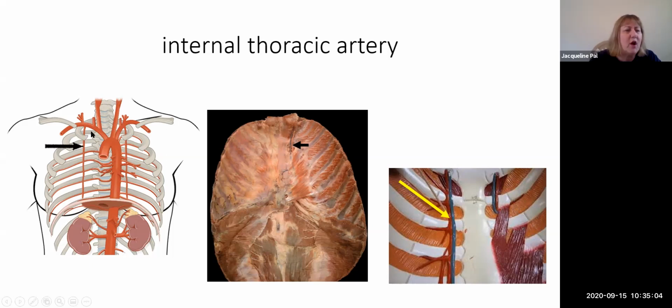And if you look at the far left picture, you can see that it's clearly coming off the subclavian artery and going in an inferior direction. And you also can see those vertebral arteries we learned about as well. So that's all we're learning coming off the subclavian arteries, which came off the arch of the aorta.